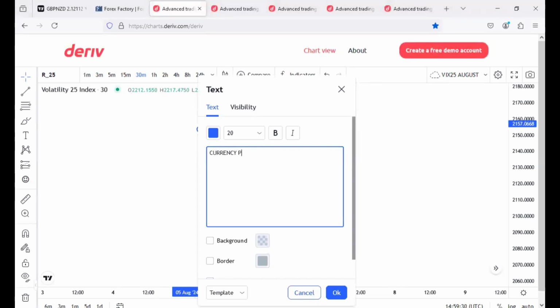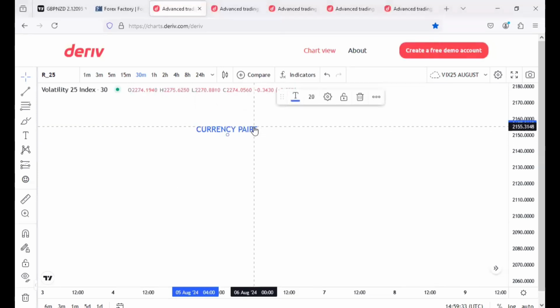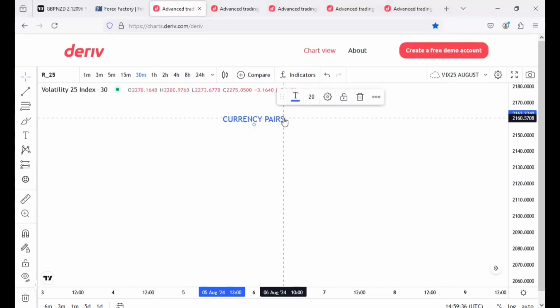Currency pairs. So that is what we'll be going into, currency pairs. So what are currency pairs? A currency pair is the quotation of the relative value of a currency unit.